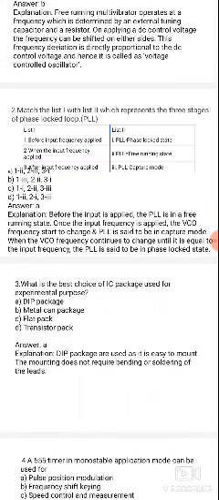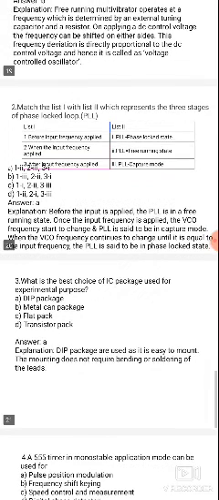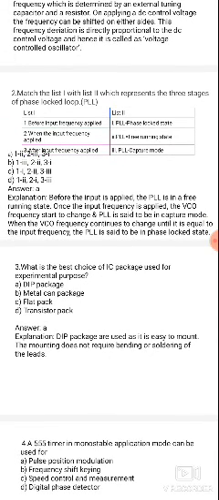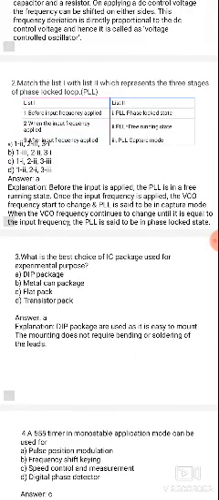Next question. Match list 1 with list 2, which represents the 3 stages of the phase lock loop. List 1 contains before the input frequency, when the input frequency is applied, and after the input frequency. List 2 has the PLL locked range, free running state, and capture mode. So what are the matchings?